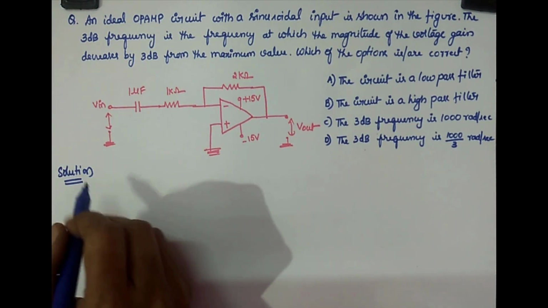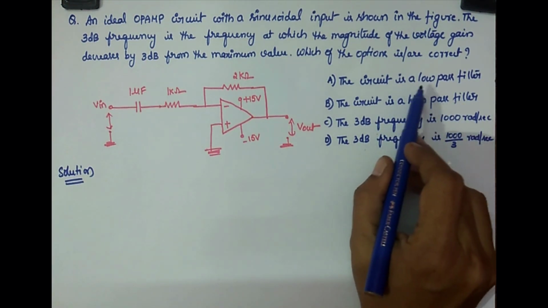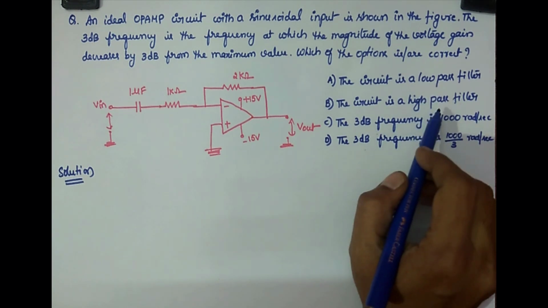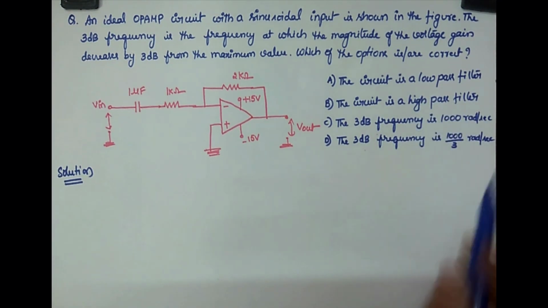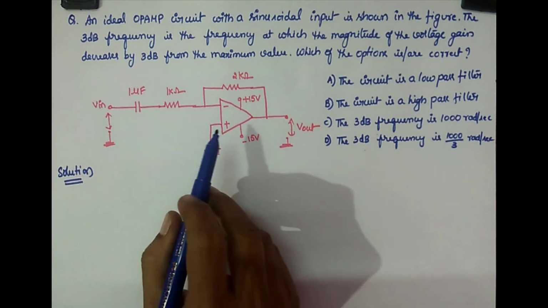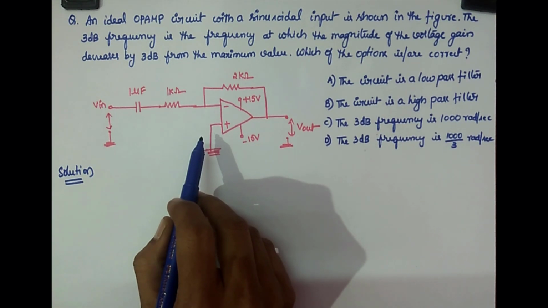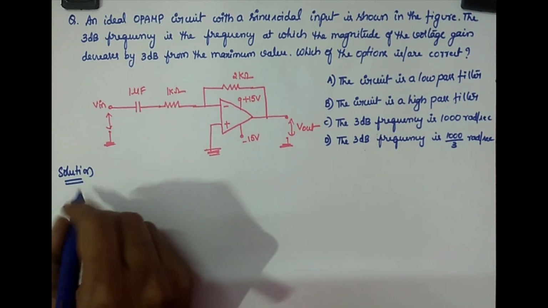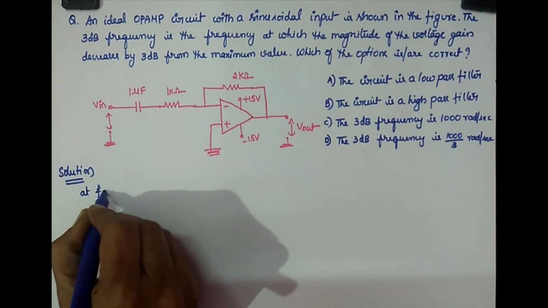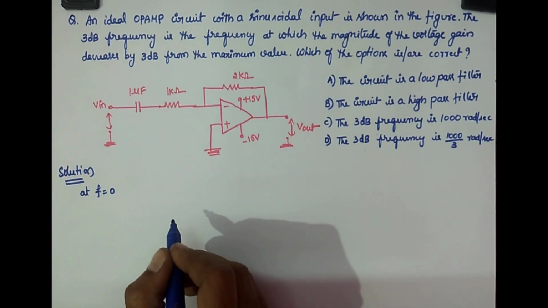As the options mention low pass filter and high pass filter, we know that a low pass filter passes only low frequency signals and attenuates all high frequency signals. A high pass filter passes high frequency signals and attenuates all low frequency signals. Now for our circuit, let us check what will happen for low frequencies and what will happen for high frequencies. Let us start at, suppose, f is equal to 0.